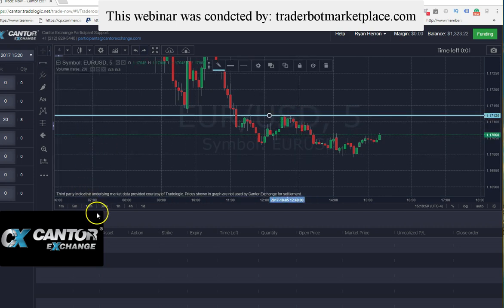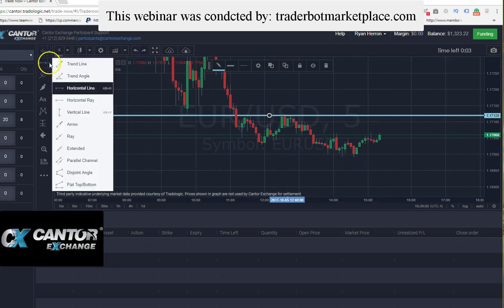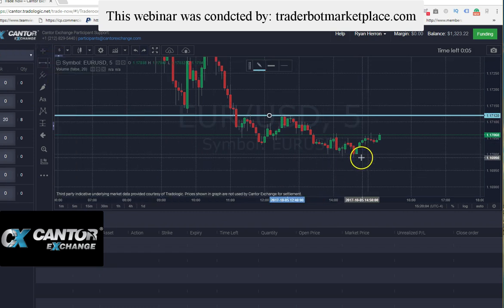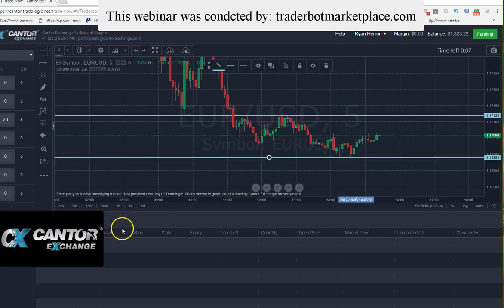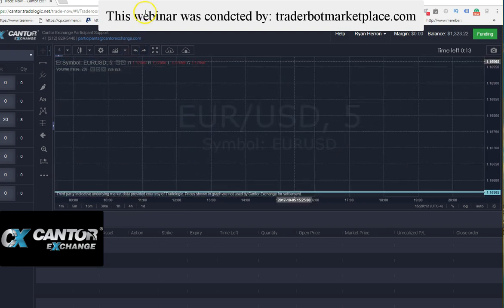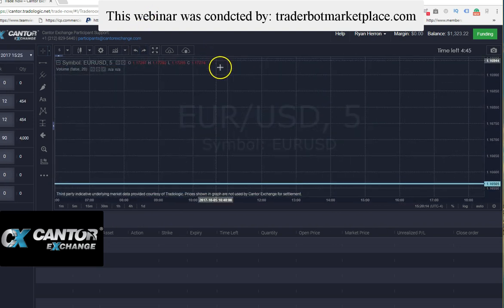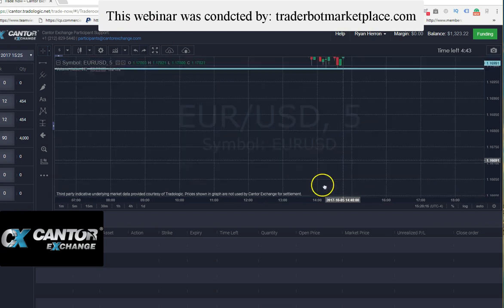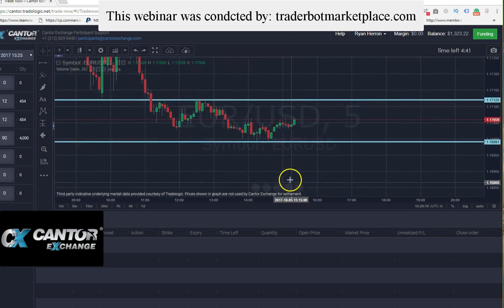Our resistance is going to be right there, and our support is going to be right there. Now, since I am expecting price to fall about 40 more pips, or all the way down to this level, what am I looking to do right now?